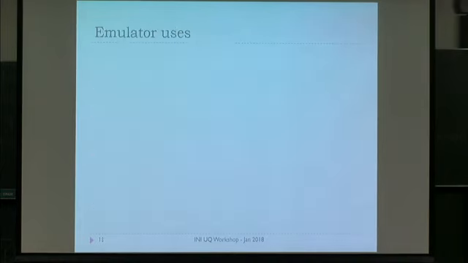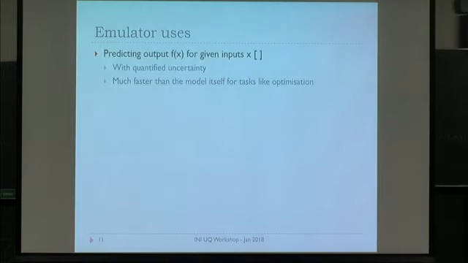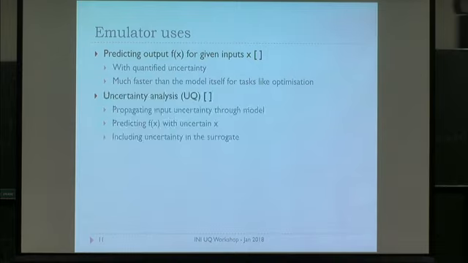Okay, so what do we use emulators for? It's not just to approximate the function itself and predict the output for a particular x, although of course you can do that. You can also do uncertainty analysis, or what has come to be called uncertainty quantification. Hate the term, but it seems to be totally pervasive. That's propagating the input uncertainty through the model, predicting f, if you like, with an uncertain x. And of course, we can add in this extra thing because we know the uncertainty of the surrogate itself. We can add uncertainty, code uncertainty, into this calculation. So we actually quantify uncertainty, more of it.